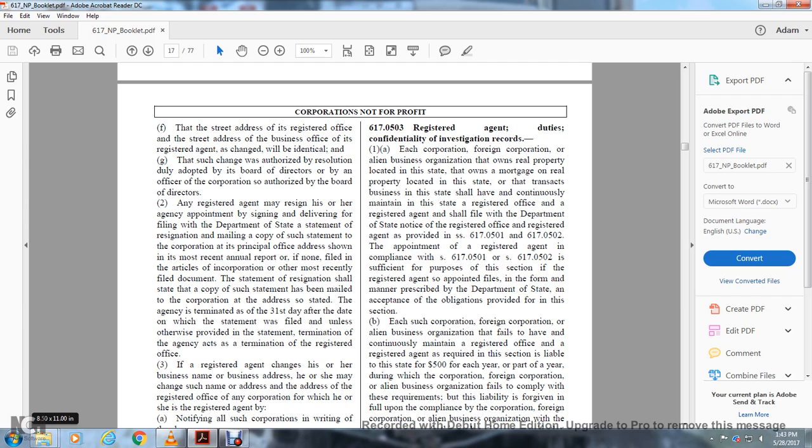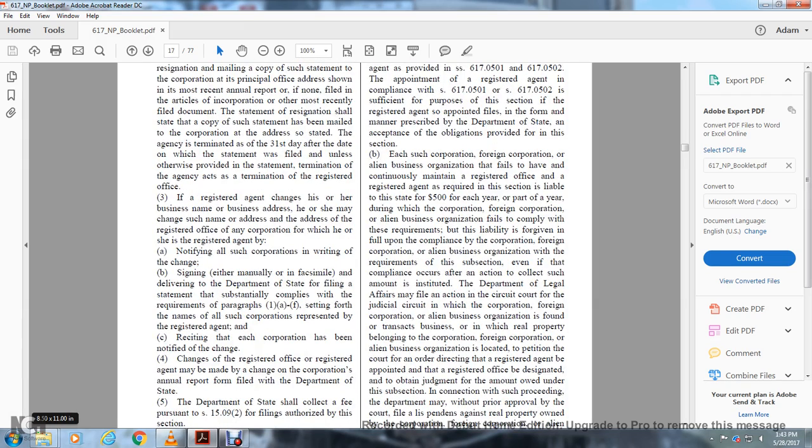The appointment of a registered agent that does not comply with statutes 617.0501 and 617.0502 is insufficient for purposes of this section unless the registered agent is appointed and filed in the form and manner prescribed by the Department of State. Any such corporation, foreign corporation, or alien business organization that fails to continuously maintain a registered office and registered agent as required by this section is liable to the state for up to $500 a year, or part of a year, during which the corporation fails to comply with these requirements. Liability ceases upon compliance with the requirements of the subsection, even if the compliance occurred after the action was instituted.